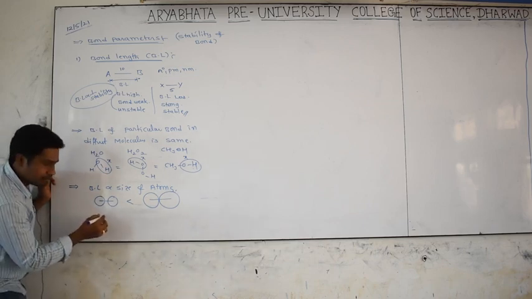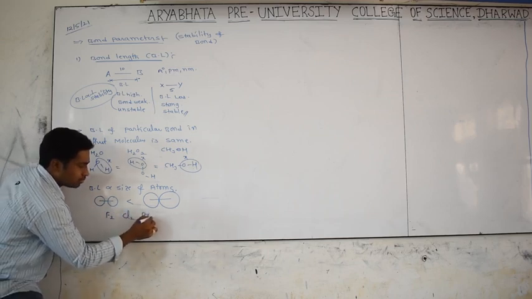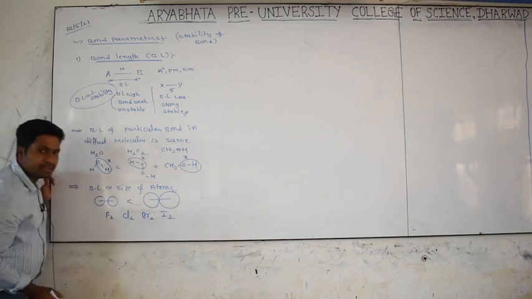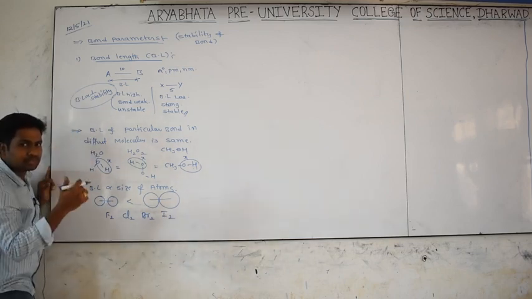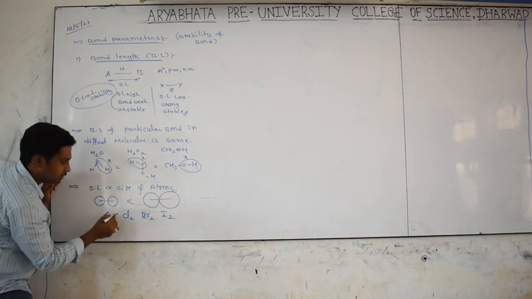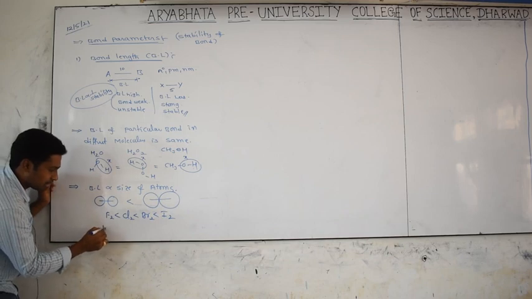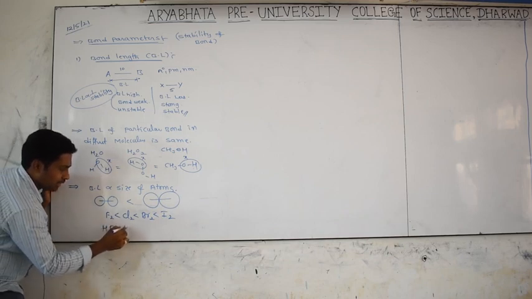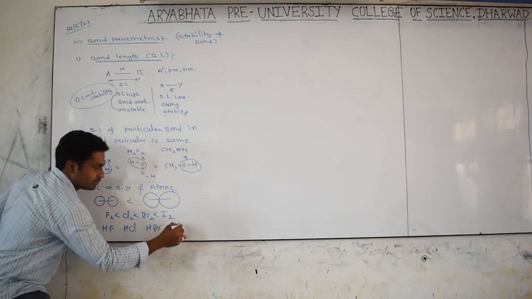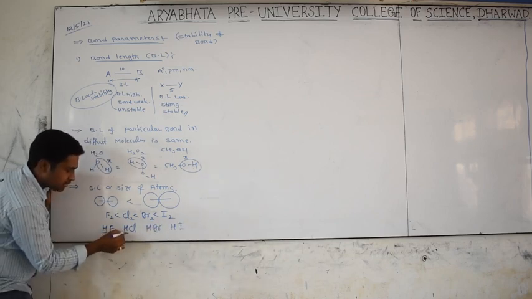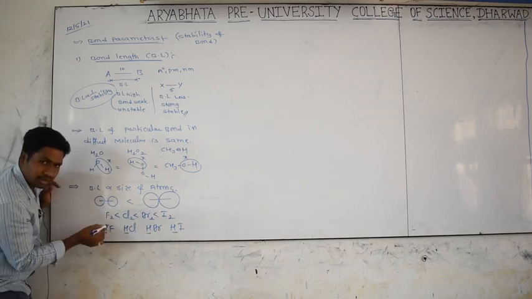Can I give you one example? F2, Cl2, Br2 and I2: fluorine, chlorine, bromine, iodine. From top to bottom, size is increasing, so automatically bond length keeps increasing. I will give you one more example: HF, HCl, HBr, HI. In all these species H is common, so don't compare anything with respect to hydrogen.